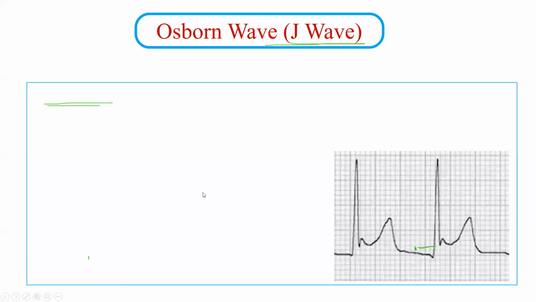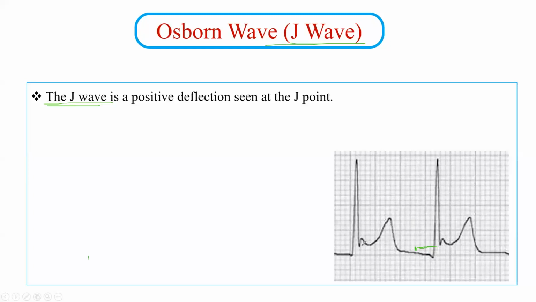Now, what is the J wave? The J wave is actually a positive deflection seen at the J point. So it's a very small deflection that is found right after the J point. Here, let me just clear everything. Okay, we have the J point here, and after that, we have a small positive deflection just after the J point. This is called the Osborn wave or the J wave. Osborn is actually the name of the scientist who initially described it. So we usually go with the J wave.